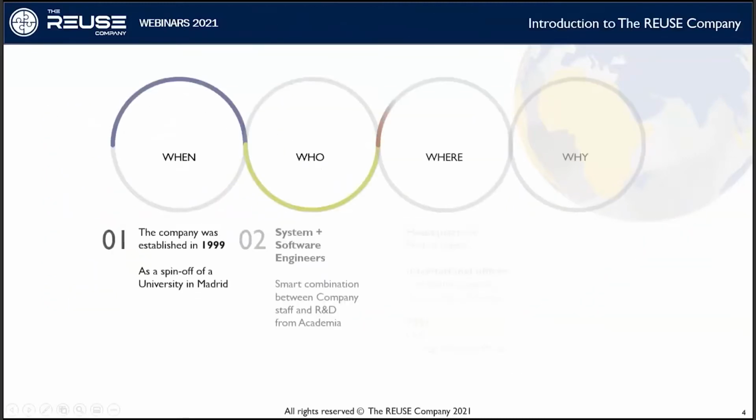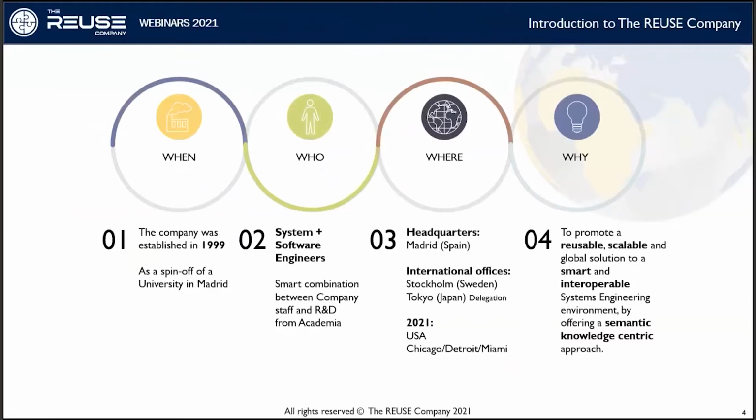Okay, so let's start with a few words about the Reuse Company. The Reuse Company was created in 1999 as a spin-off from University in Madrid by system and software engineers. Our headquarters is in Madrid, but we also have an office in Stockholm, Sweden, and a delegation in Tokyo in Japan. Very soon, we are planning to open an office in the US. Our mission is to promote a reusable, scalable, and global solution to a smart and interoperable systems engineering environment. And we do this by offering a semantic knowledge-centric approach.